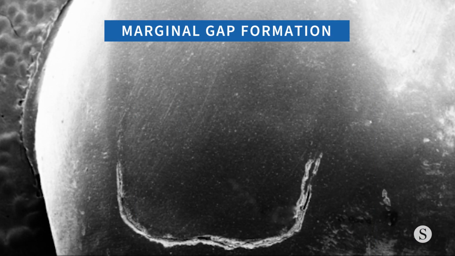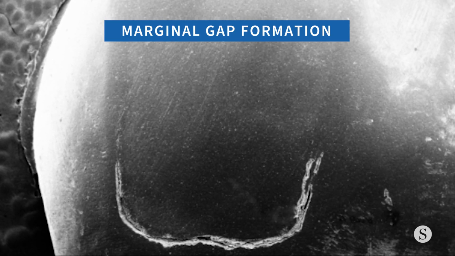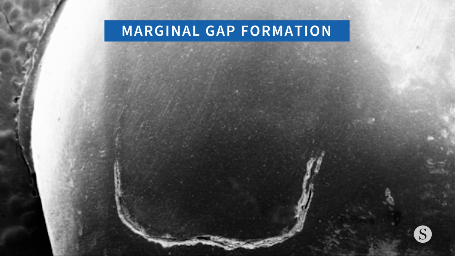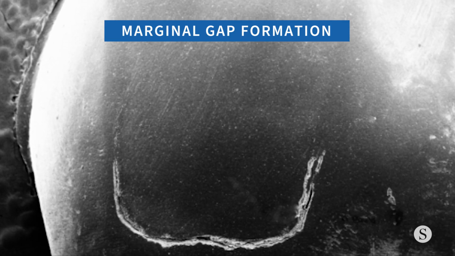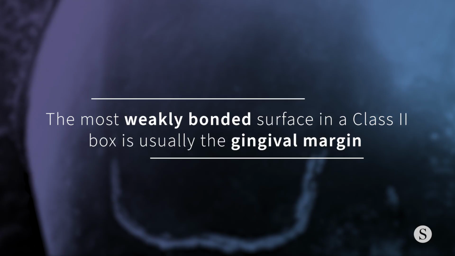Here you can see a photomicrograph of marginal gap formation. What's happened here is polymerization stress in a Class 2 box has caused the resin to pull away from the most weakly bonded surface. The most weakly bonded surface in a Class 2 box is usually the gingival margin, and the reason for that is usually the gingival margin is either very, very thin enamel or dentine.